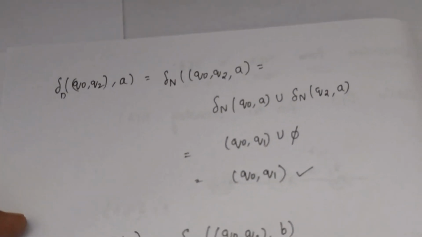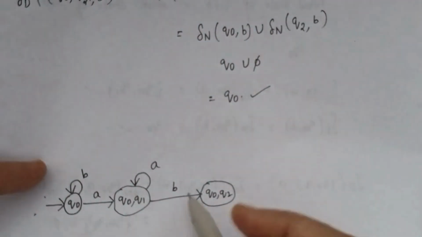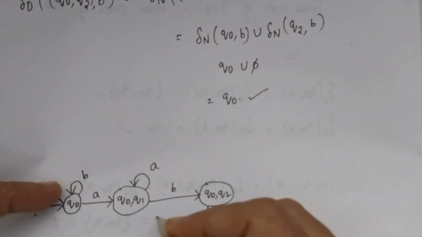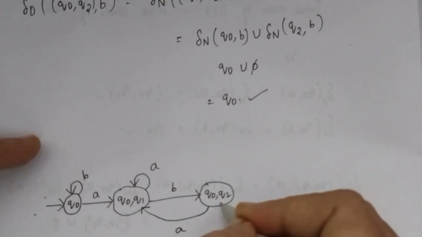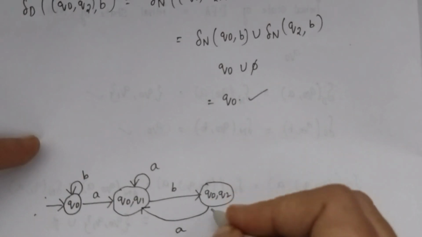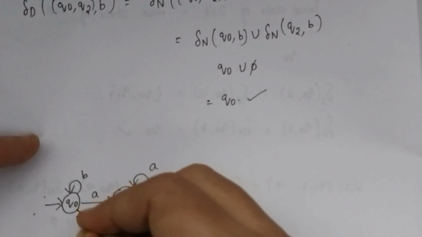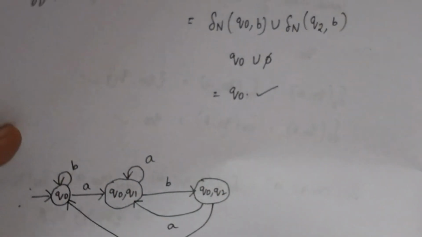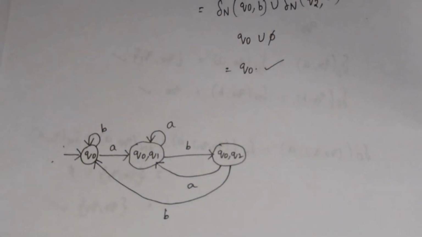Q0 Q2 on A is Q0 Q1. On B is Q0. So make a transition to Q0 with B. Okay, this is the DFA we got after converting from NFA to DFA.